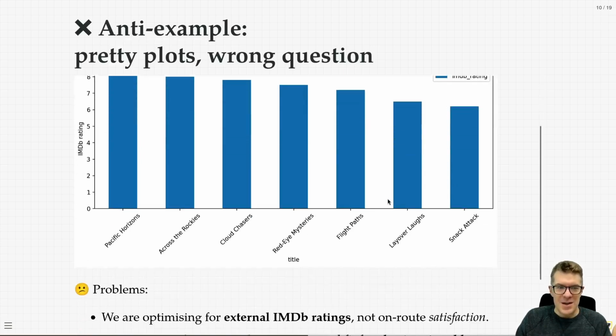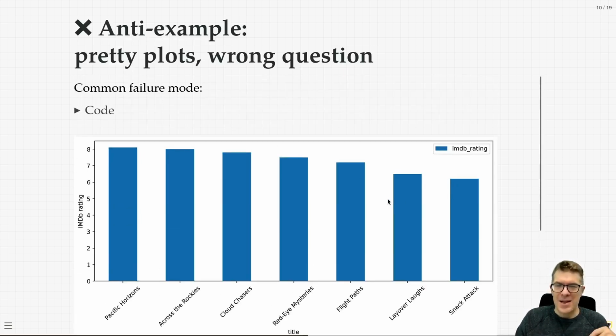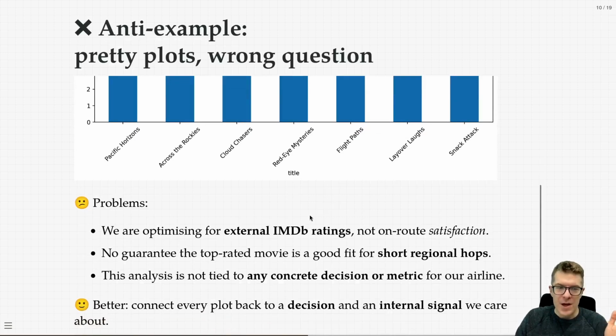But this is not great because, sure, movies are part of our decision scenario. We want to understand what movies we're playing on what flights, and we want to play good movies on our flights. But we're ignoring everything to do with flights at this point. All we're doing is fixated on one variable. The stakeholder is not going to be that pleased with this kind of feedback. The problem is we're just optimizing these external IMDb ratings.